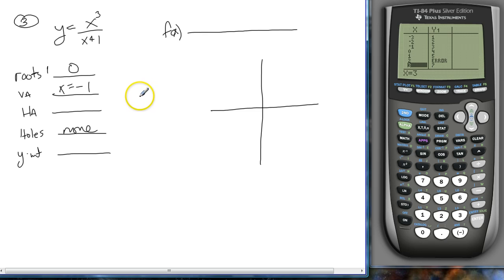Horizontals have three cases. Bigger downstairs, y equals 0. Same power, same degree, it's a ratio of the lead coefficients. Top is bigger, no horizontal. This does not have a horizontal. Y-intercept, the ratio of the back numbers. Well, now look, you see this number here, this the numerator. If I put a 0, that would be the back number. And if I look at the back numbers, 0 and a 1, that means it is a 0.